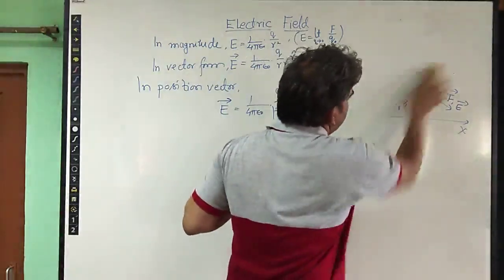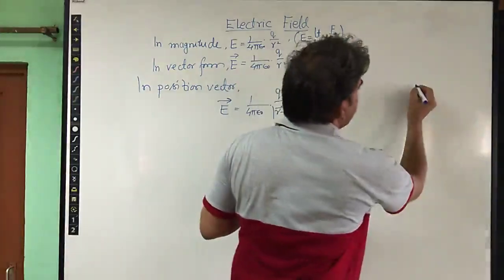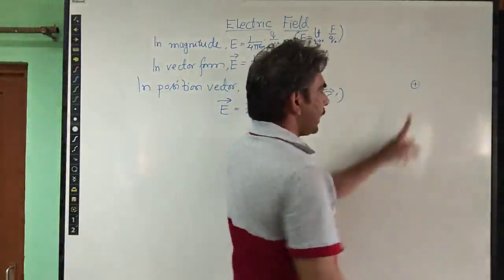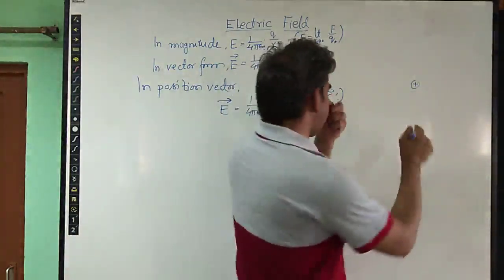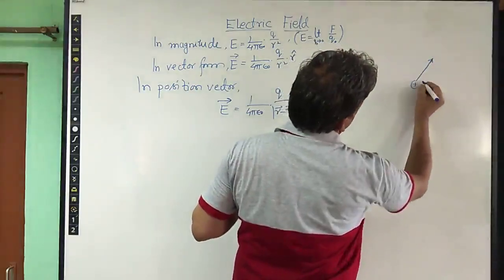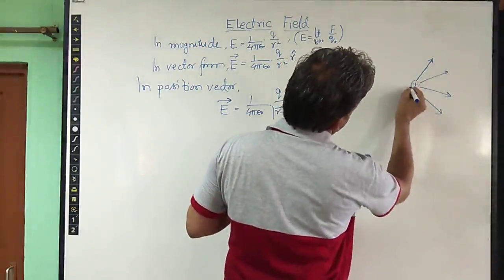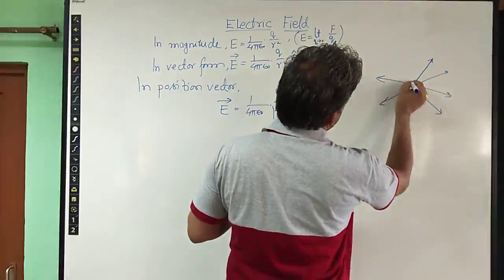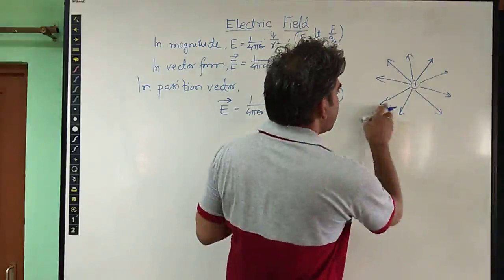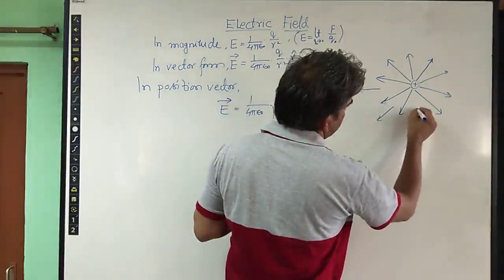To represent the electric field due to a positive charge first, suppose we have a positive charge here of some magnitude. The electric field due to a positive charge is conventionally represented by arrows. These arrows represent the electric field at nearby points. A little further away, the electric field will be represented like this.